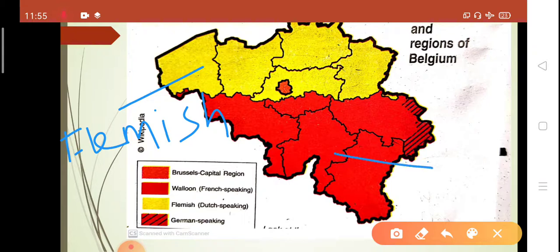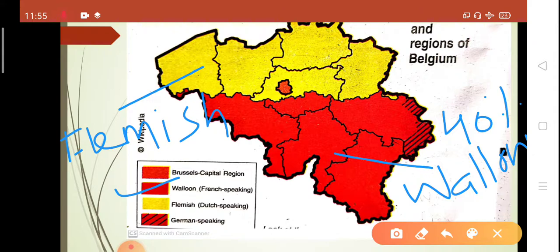While if we talk about this red region, then this red region was the Wallonia region. It is also marked here, if you can see the Wallonia region. This red region is called the Wallonia region, and all the people living in this region spoke French. So they were 40% of the population, and this yellow shaded region had around 59% of the population. So if we compare both of them, we can easily tell that the Dutch speaking community had the majority with 59% of the population, right?